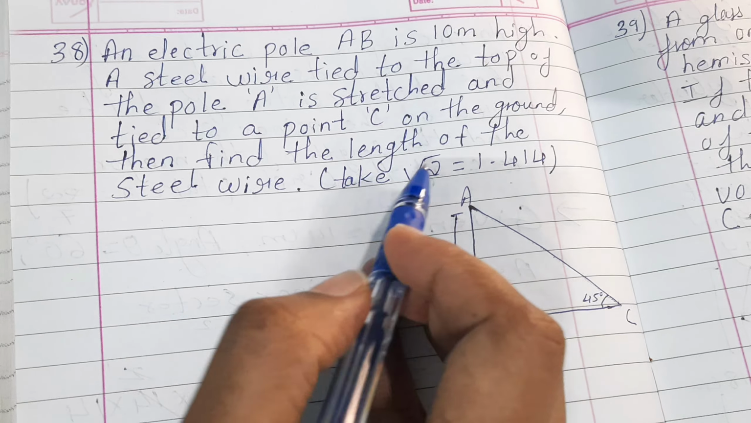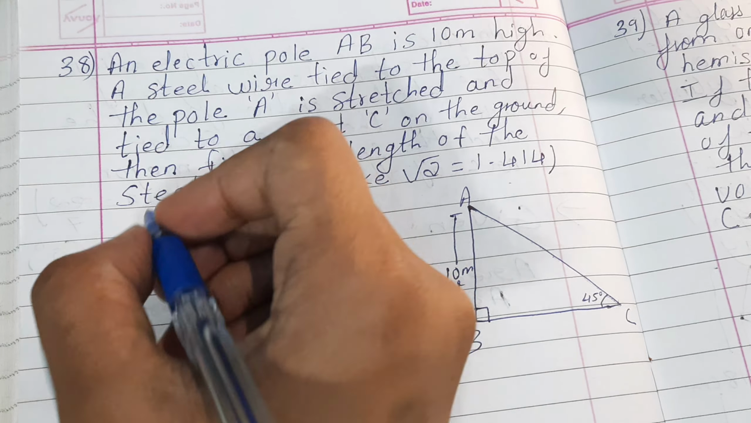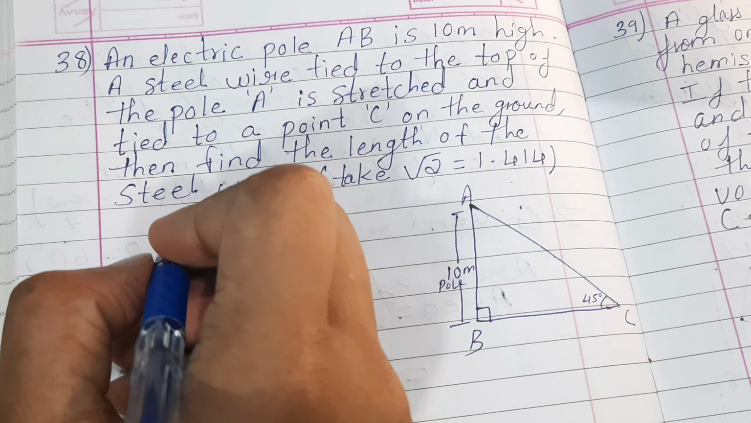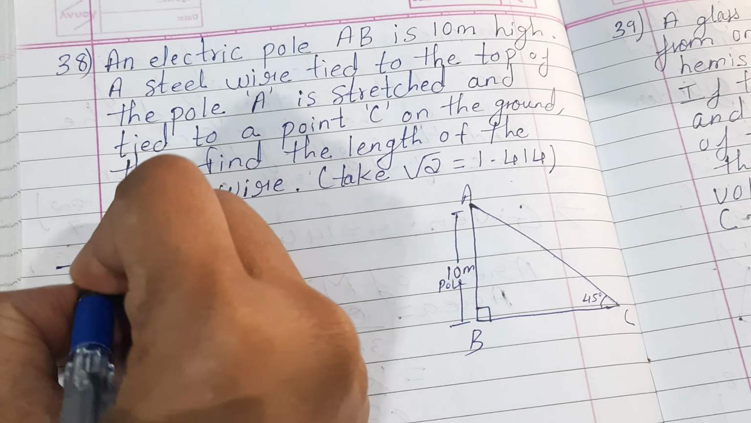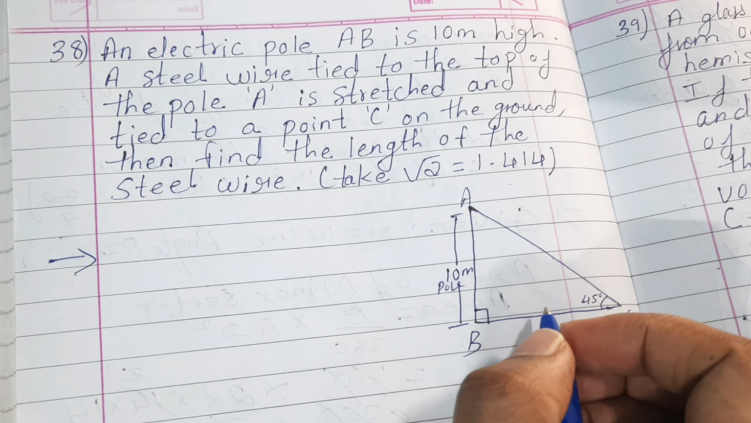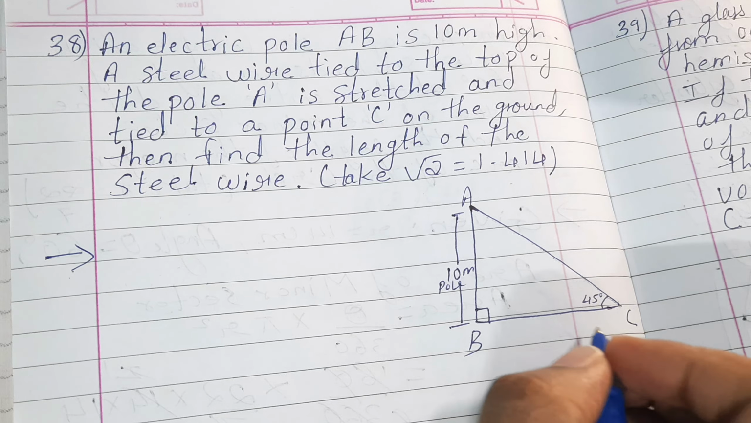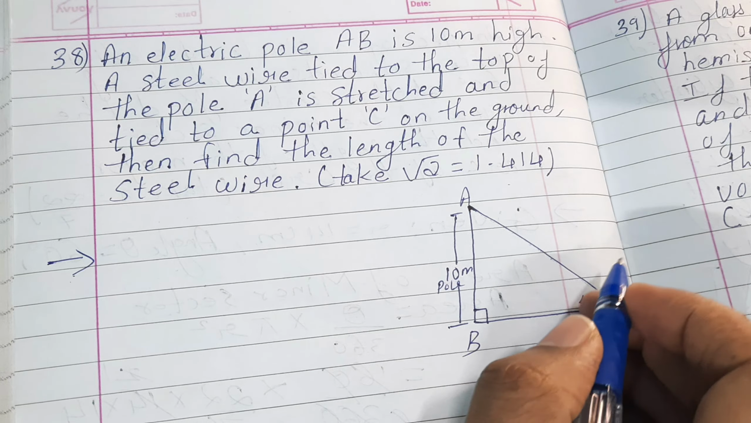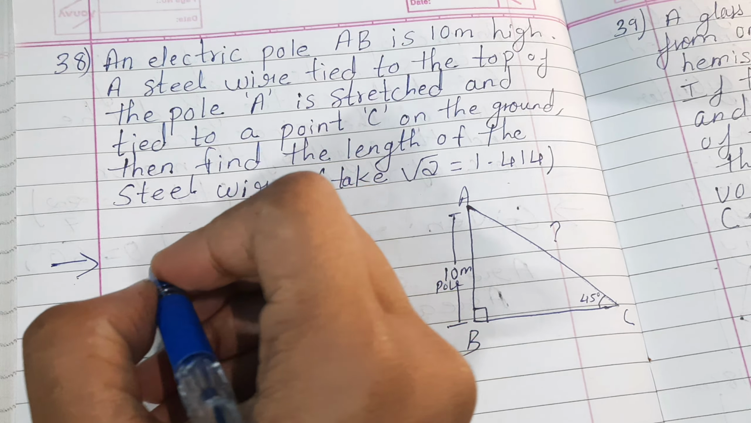Okay, then you'll have to find the length of the steel wire. Now here, this is given. What they told us to find out is, write down, they told us to find: AB is given, AC you all have to find out. AC means the length of the wire. So this is what you all have to find out, okay.